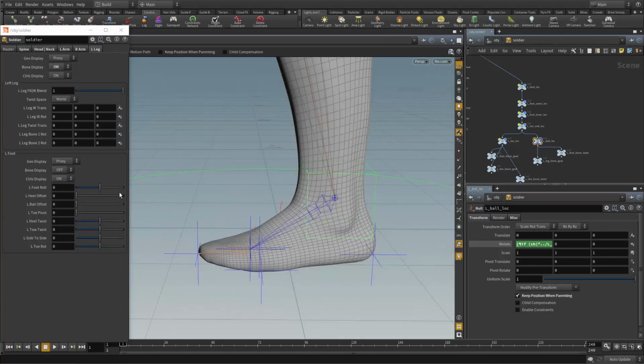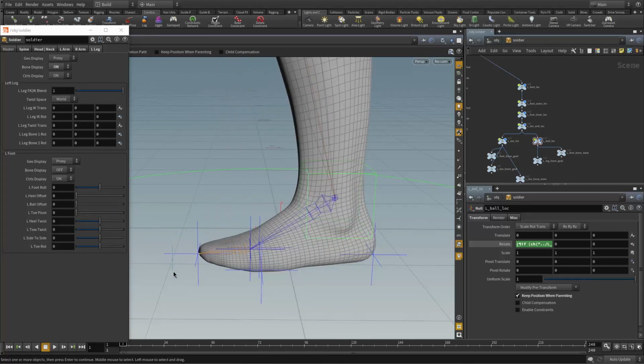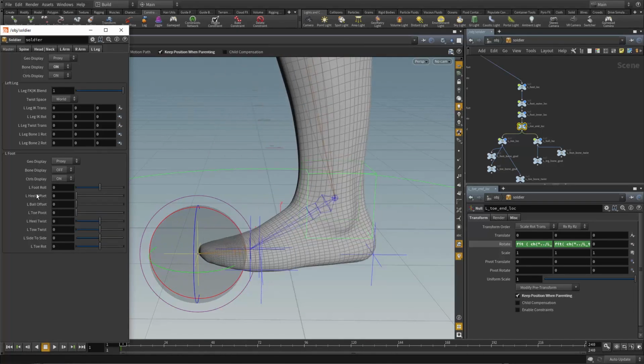And then most of what's going on here is the foot roll is a combination of the heel offset, the ball offset, and this toe pivot. And again, this toe pivot is just me selecting this null, rotating it an amount that I was comfortable with, and then fitting that amount between 0 and 10 and driving it with this parameter. So the foot roll is a combination of these three, and they need to happen at slightly different values from -10 through to 10.